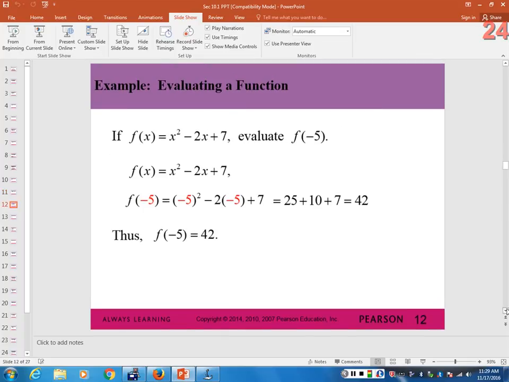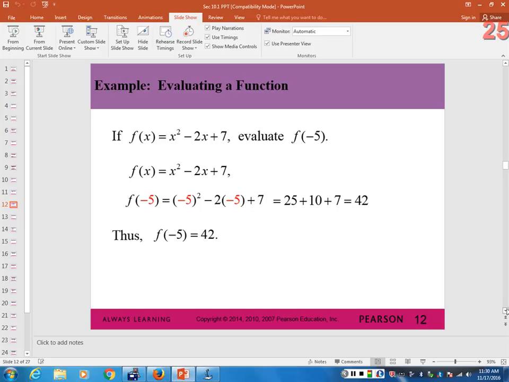So when you evaluate a function, if you had the function f of x is equal to x squared minus 2x plus 7, and you needed to evaluate f of negative 5, then everywhere you see x, you plug in negative 5. So f of negative 5 would be negative 5 squared minus 2 times negative 5 plus 7. And that would give us 25 plus 10 plus 7, which is 42. So f of, or f at, negative 5 is 42.